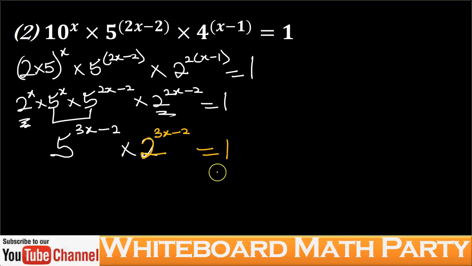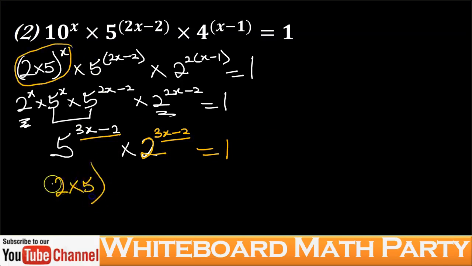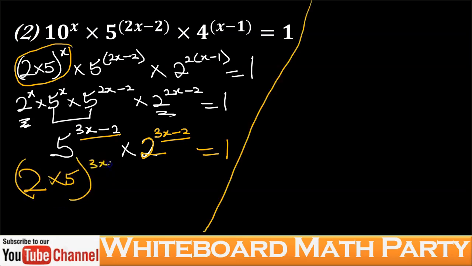Now it's decision time. What exactly do we intend to do with the 1 this way? Watch the power of 5 and watch the power of 2. They're exactly the same. So we can go back to express them in this form, which we did earlier. Therefore, we're having 2 times 5 or 5 times 2, whichever way you want to express it, to the power 3x minus 2 is equal to 1. We are progressing. Now 2 times 5 gives you 10. So this is 10 raised to the power 3x minus 2 is equal to 1.